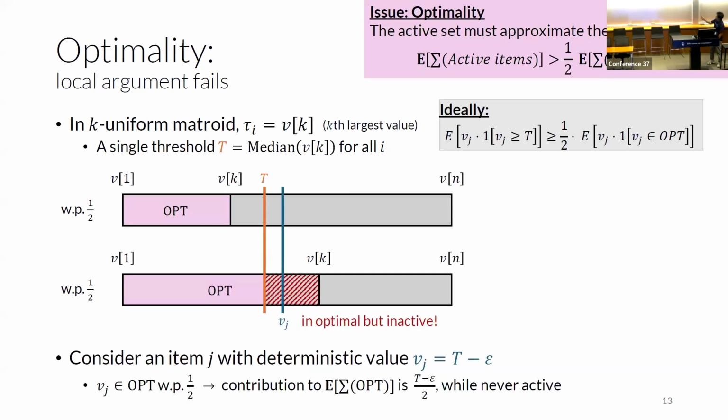However, consider an item j with a deterministic value b_j slightly smaller than the threshold we set. Note that this item will be in the optimal set with probability nearly half, so it has a significant contribution to the optimal value. However, since its value is deterministically smaller than T, it's never active. So it's hopeless for us to find such a local argument in this setting, even in the k-uniform matroid setting.